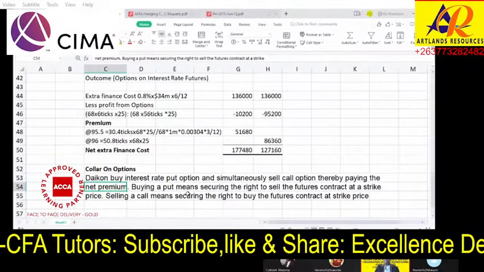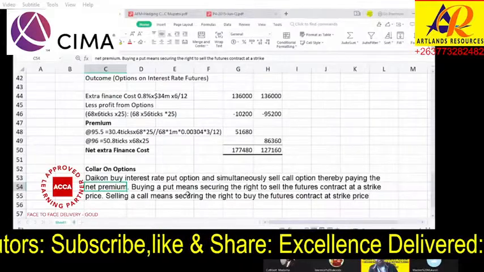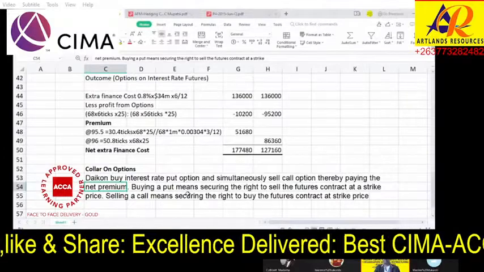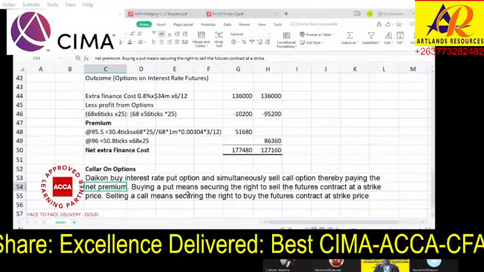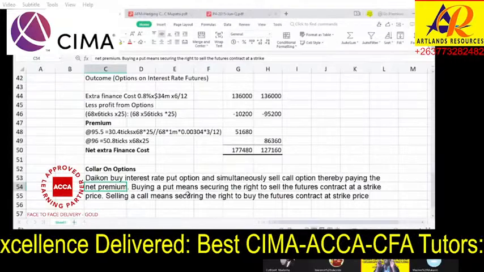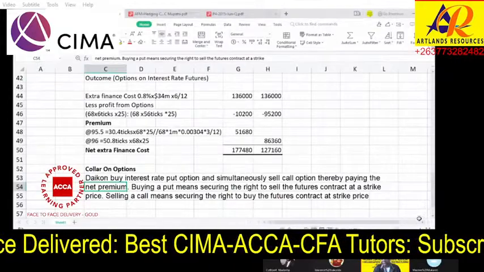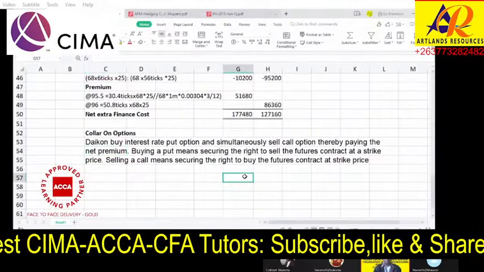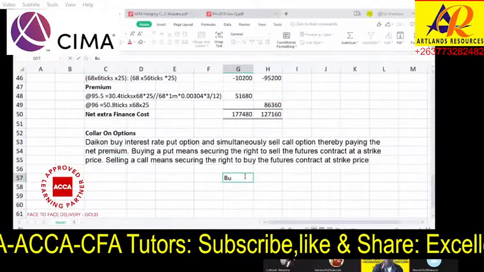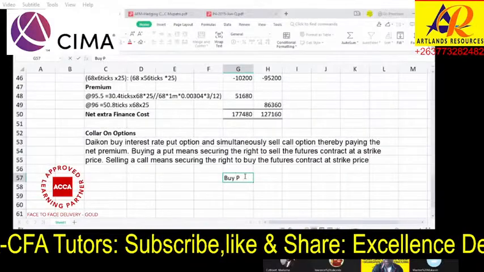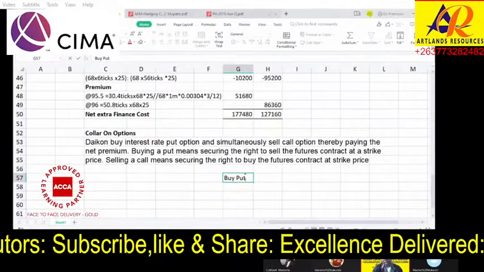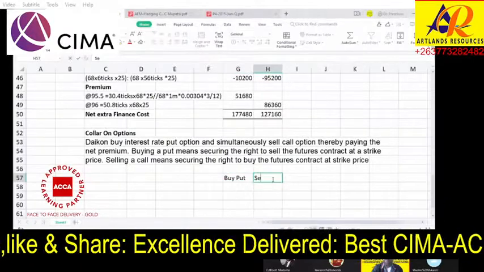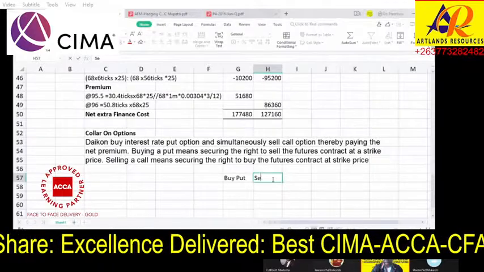Buying a put means securing the right to sell the futures contract at a strike price. Selling a call means securing the right to buy the futures contract at a strike price. So as a borrower, you buy a put like this, and then simultaneously do what? Sell a call.